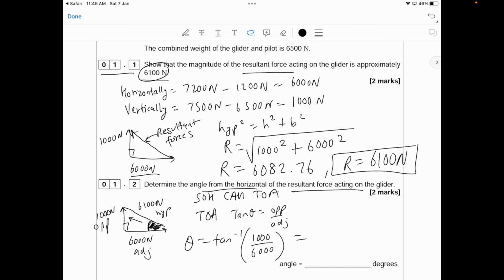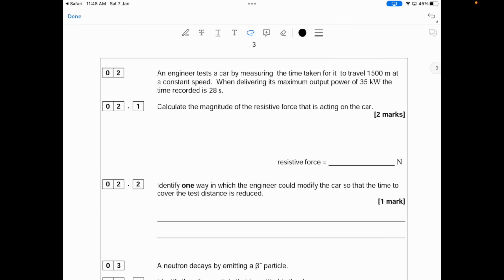When you do that, you're going to get 1000 divided by 6000, which gives roughly a value of 9.46 degrees. So this is going to be the answer. You can round this off to 9.5 degrees. So this becomes 9.5 degrees as your answer. Alright, this seems correct. Okay, so let's move on to the next question.